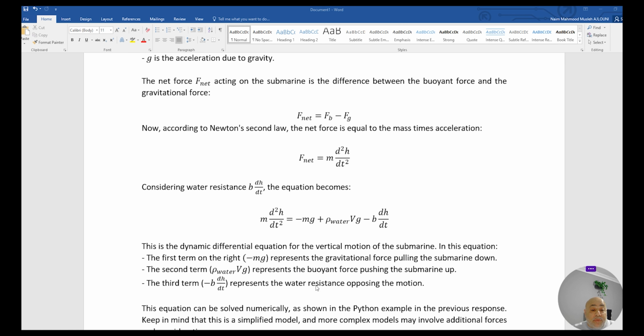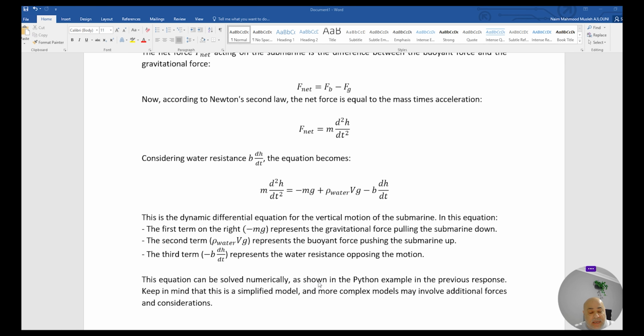Okay, so now we have all these terms represented in the equation, and we understand what these terms mean. We can dive into solving this equation. We can assume some variables and parameters for our submarine to try and simulate its dynamics. So let's not waste any time, and let's dive into our Jupyter notebook.